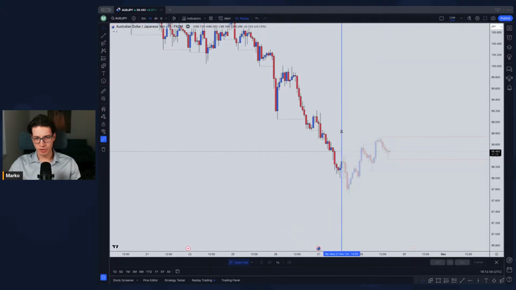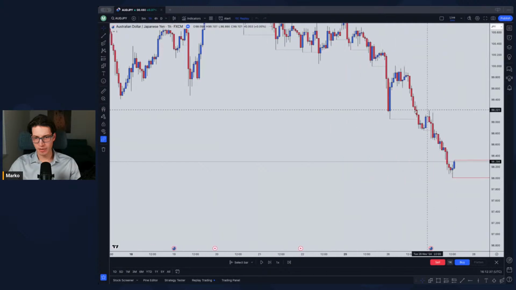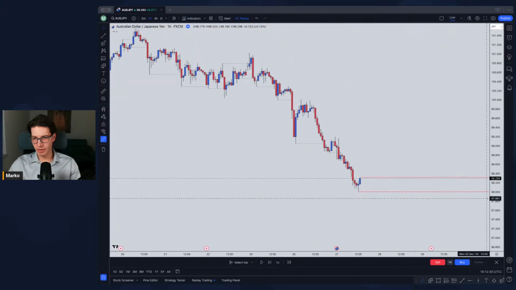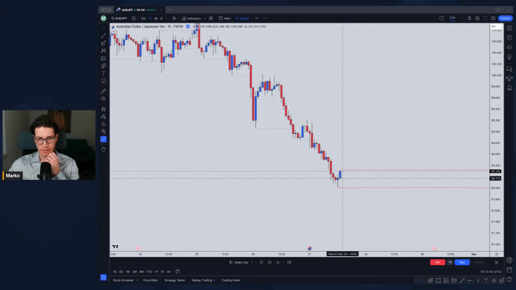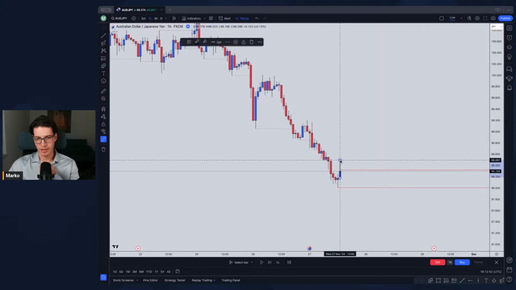I know some traders took a reversal setup here, but for me, it did not really fit the plan. The break was not big enough. I wanted to see a bigger break like this. That is what I wanted to see. So this was not good enough.